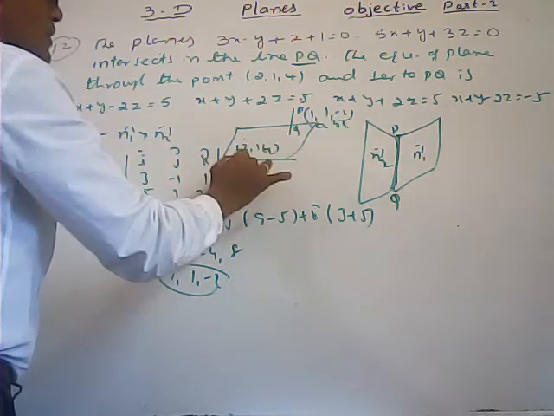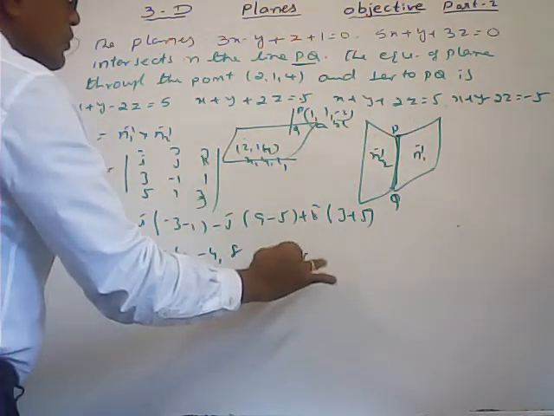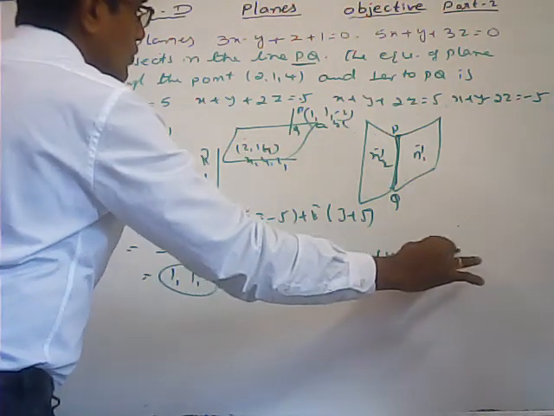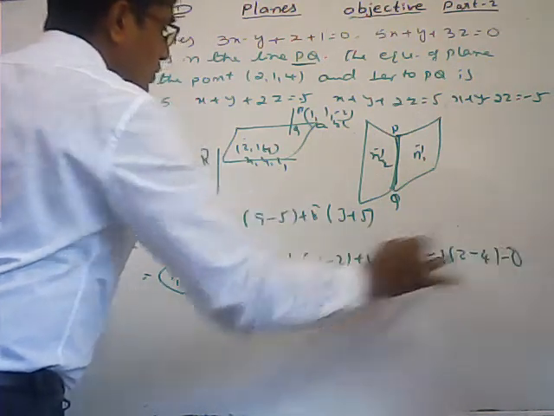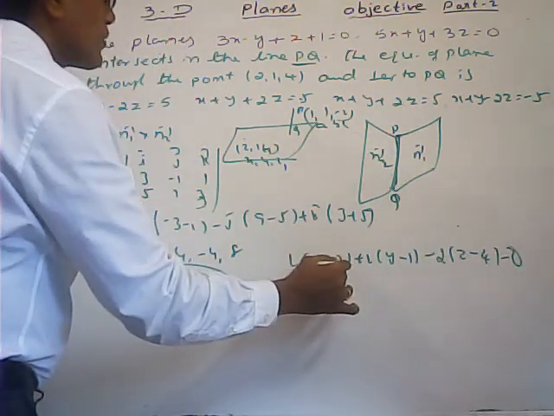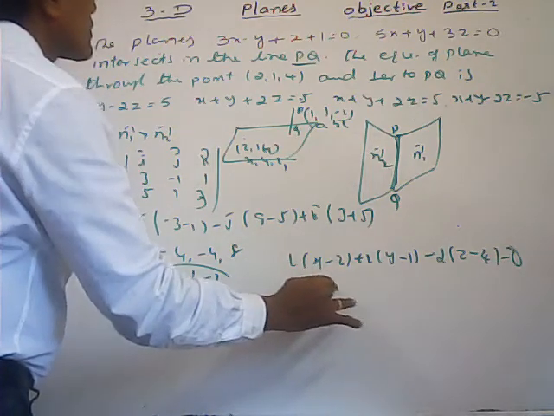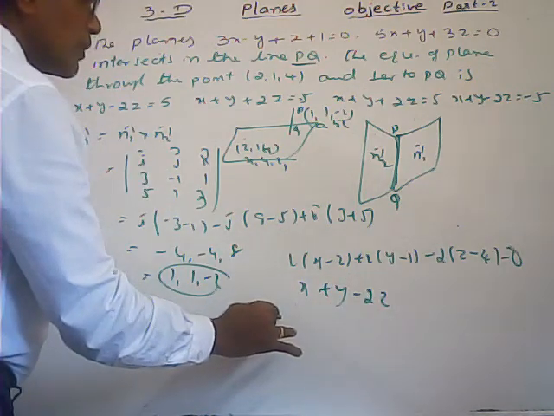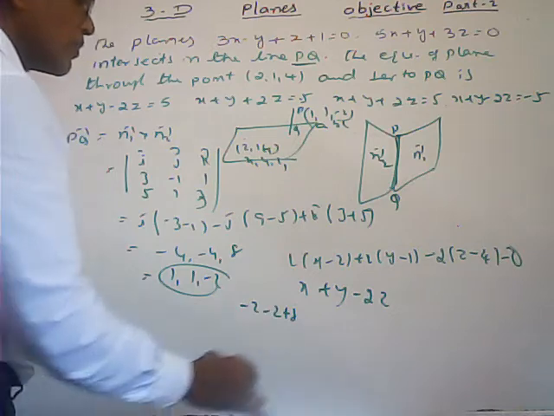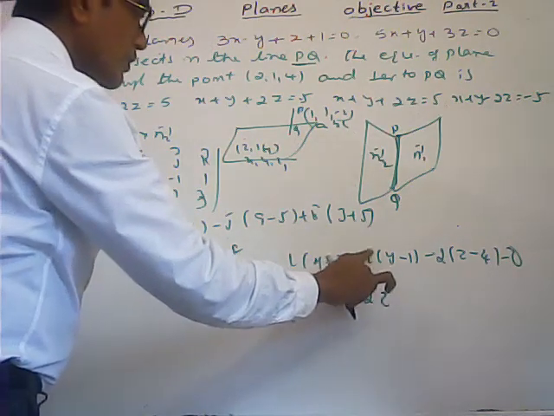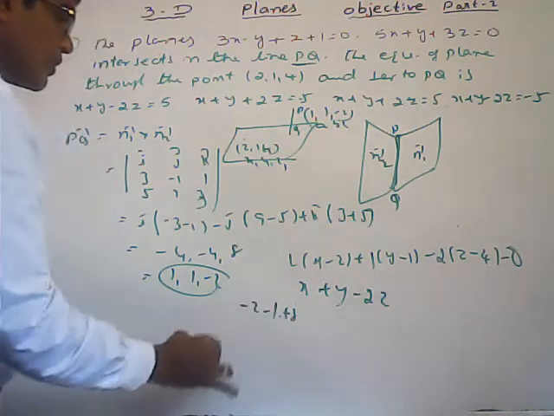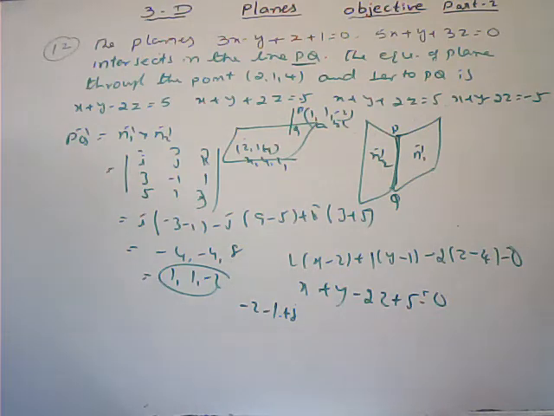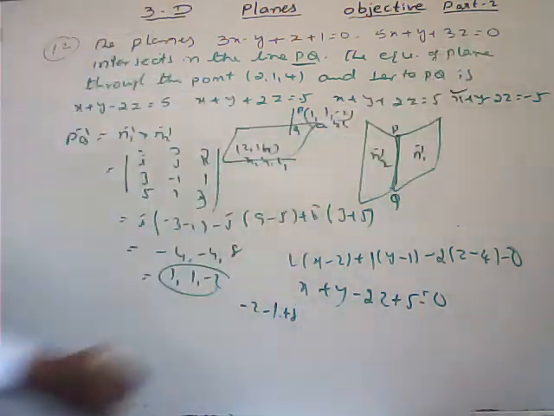Now the equation of the plane passes through the point and the normal direction ratios are given. We consider a, b, c and x1, y1, z1: a into x minus x1 plus b into y minus y1 plus c into z minus z1 equals 0. So x plus y minus 2z, minus 2, minus 1, plus 8, is equal to 0. So x plus y minus 2z is equal to minus 5. Last option.